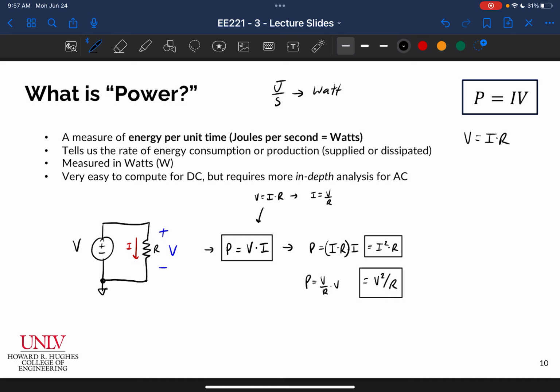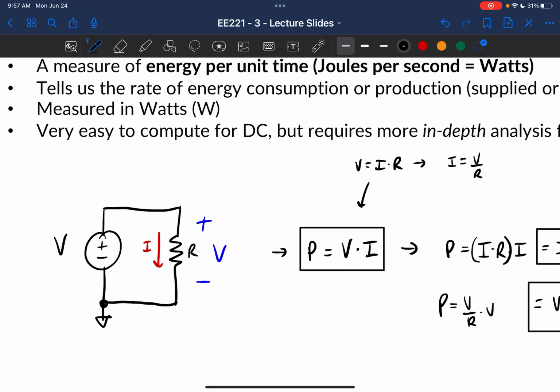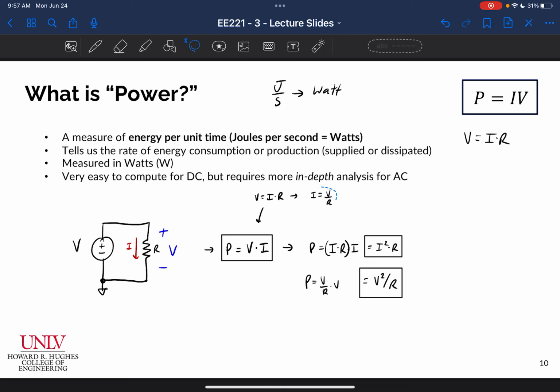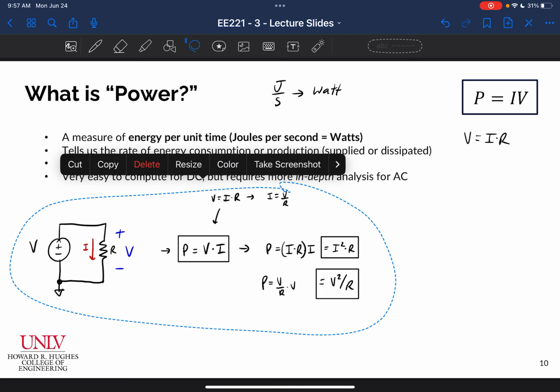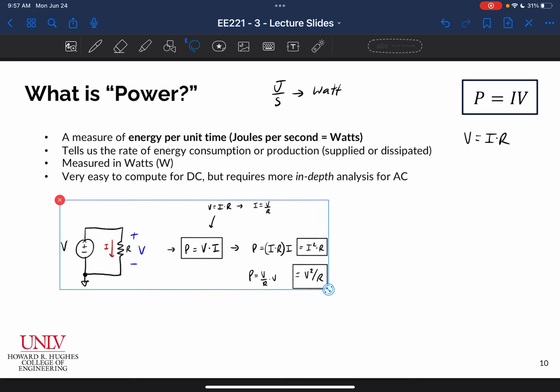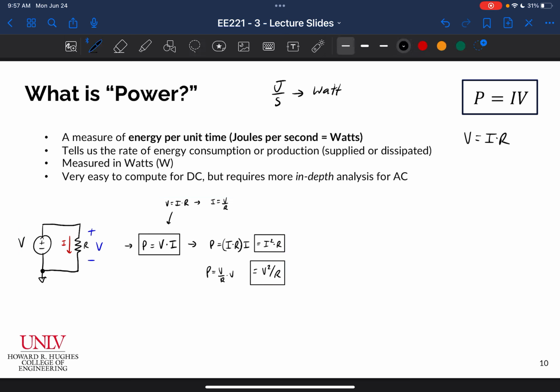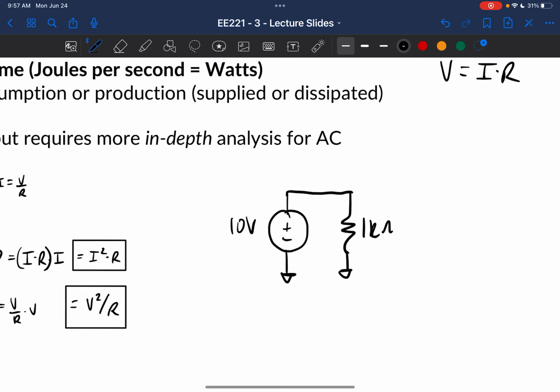Okay, so real quickly, let's just do an example. Let me just move some of this stuff out of the way, and we'll just do an example off on the side here. I think it'll be useful. Let's just say I've got a 10 volt source supplying a 1 kilo ohm resistor, and I want to know how much power is dissipated in the resistor. Okay, so right off the bat, I know the voltage across this resistor is 10 volts. I know the current through the resistor in that case is going to be 10 milliamps, right?